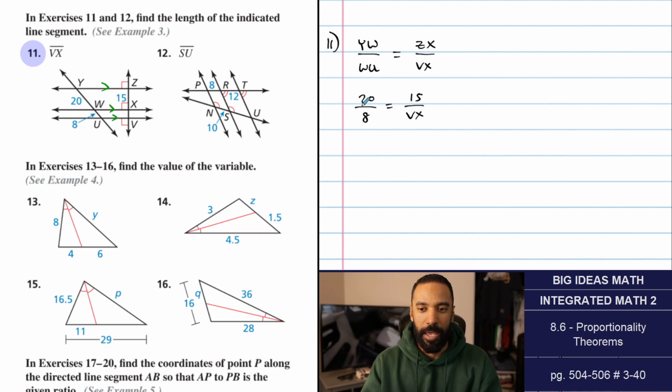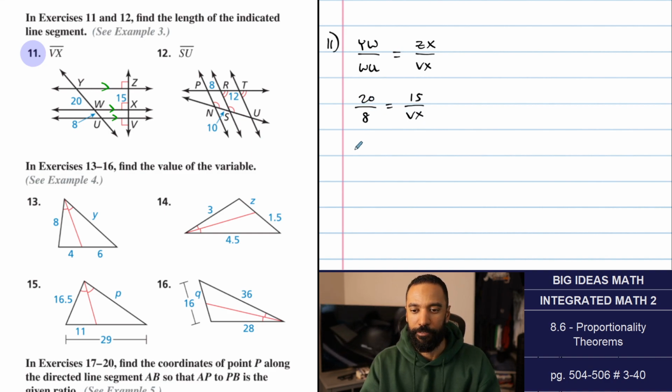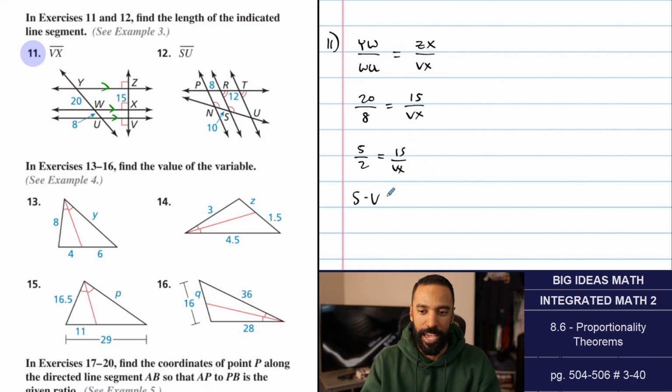I could cross multiply, but I could also reduce. If I divide these ones by 4, I get 5 halves. Now let's go to cross multiplication, if you will. That's 5 times VX equals 30. And divide both sides by 5, you get VX equals 6. 6 units for VX.